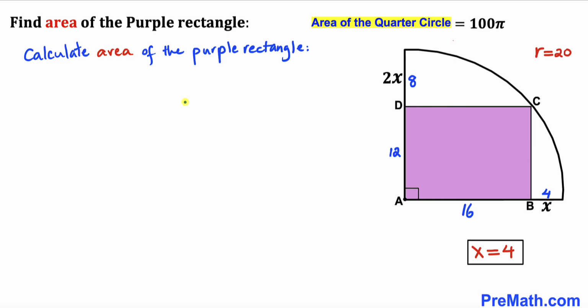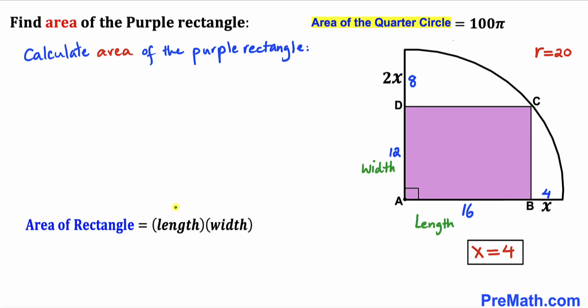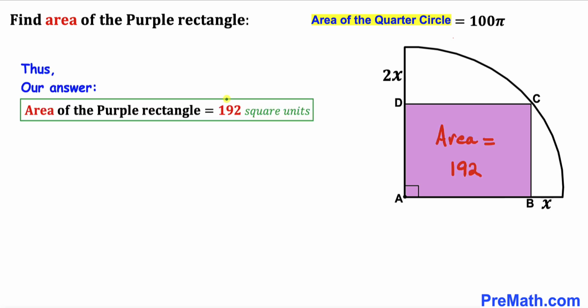And here's our final step. Let's go ahead and calculate the area of this purple rectangle now. And now let's recall the area of a rectangle formula. Area equals length times width. In our case, our length is 16 and our width is 12. So therefore the area of this rectangle is going to be 16 times 12, which is going to give us 192. So thus the area of this purple rectangle turns out to be 192 square units.